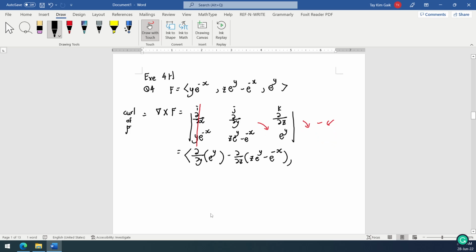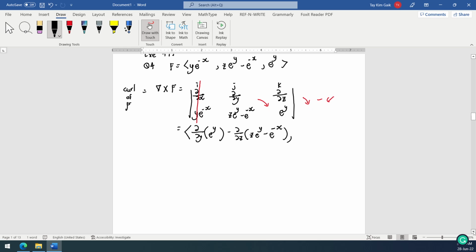Let me put it down. Component i: del/del y of e^y gives e^y. For del/del z of (z e^y minus e^(-x)), x and y are constant, so the derivative of a constant times z is the constant, so the answer is e^y, and del/del z of a constant is 0. So e^y minus e^y, and component i is 0. Now we do component j.